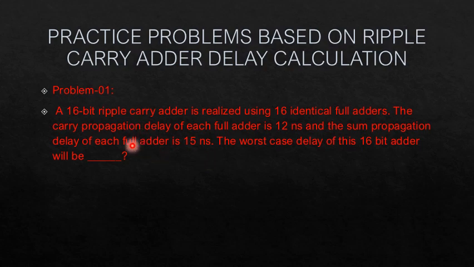Problem 1: a 16-bit ripple carry adder is realized using 16 identical full adders. The carry propagation delay of each full adder is 12 nanoseconds and the sum propagation delay of each full adder is 15 nanoseconds. The worst case delay of the 16-bit adder will be what? That is what the question asks.